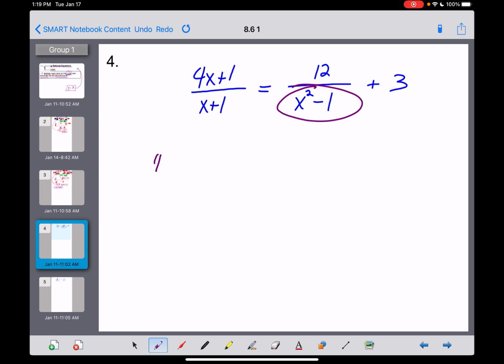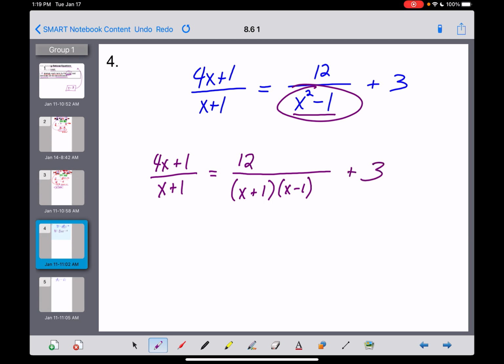So we're going to end up with a 4x plus 1 over x plus 1. I can't change that first term at all. Nothing factors. And that equals, here we go. Now, the 12 you can't do anything with, but that denominator right there is a difference of squares. And I really hope by this point we're good at dealing with that. That becomes an x plus 1 times an x minus 1. Okay, there we go. And then a plus 3 at the end of all that.